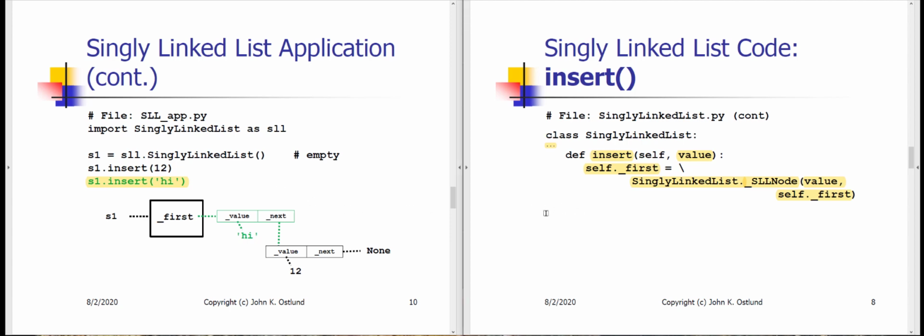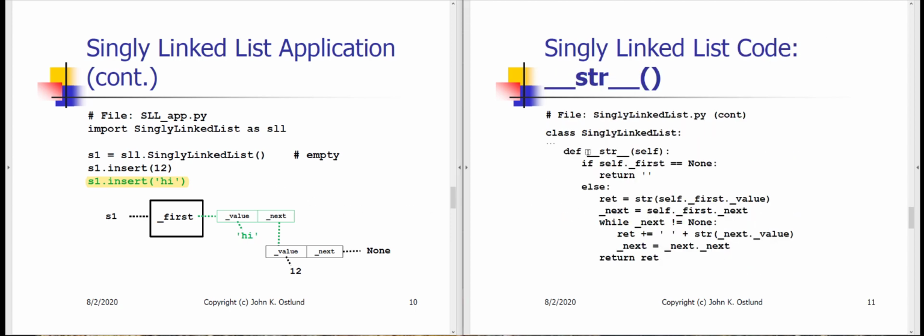So that's the insert function. We would like to be able to display the list that we have created. And we'll probably do that most of the time using the print function. Now, the print function automatically converts each of its arguments into a str and then displays each of those strs by default separated from each other with spaces. So our next job in implementing the singly linked list class is to define the __str__ special method.